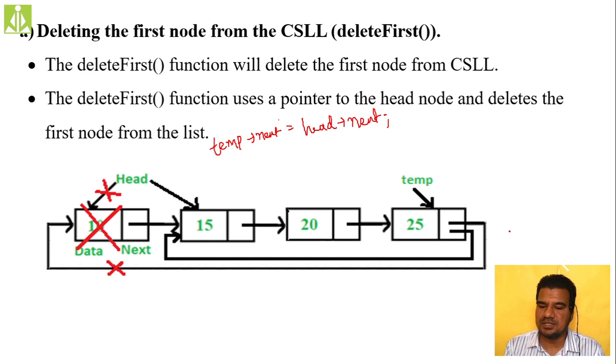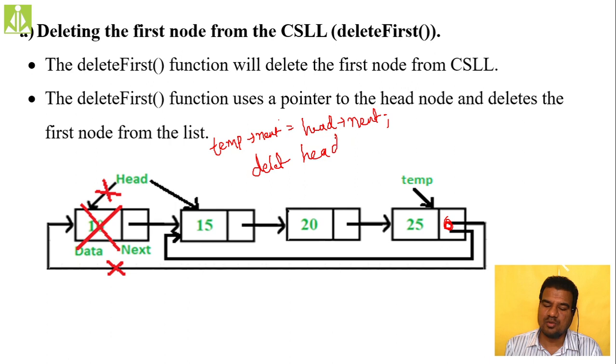Temp of next means this particular part, previously it was head. As you can see, this is pointing to head, isn't it? So now what I said, head of next, meaning this particular block. I'm making the temporary pointer's next pointer, the last node's next pointer, point to the second node. Then what I have to do, delete head.